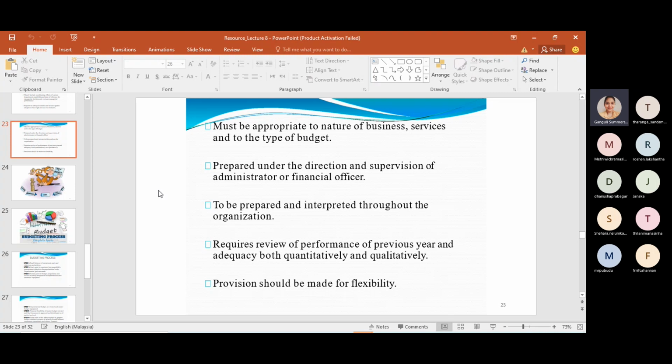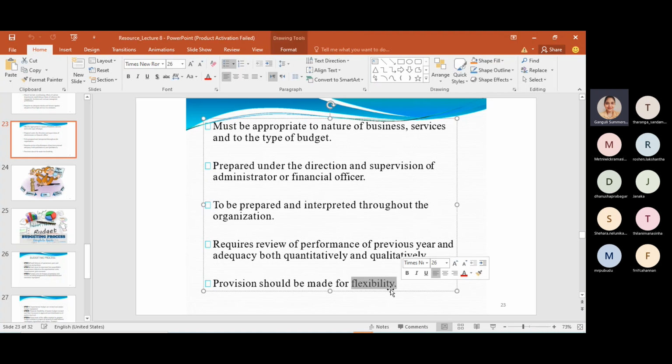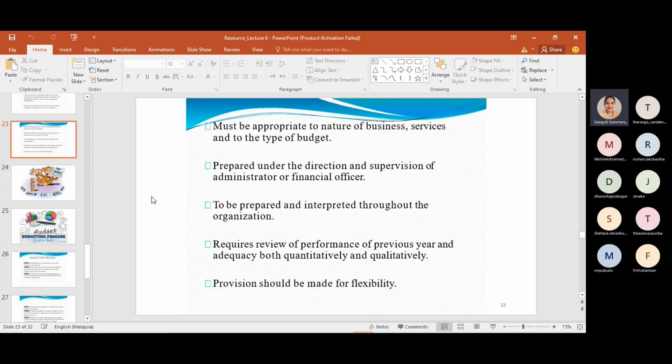And as we discussed in our last week's lecture, your budget should be flexible. That means you should be able to adjust your budget accordingly. For example, we discussed in the last lecture that the prices of things always change. Sometimes the prices go down, and most of the time the prices go up.